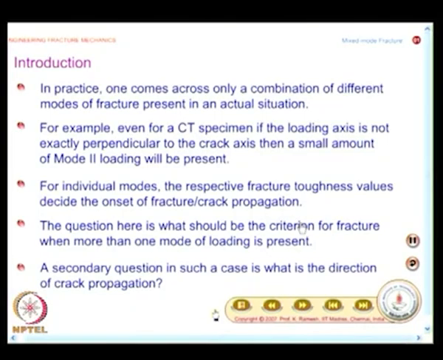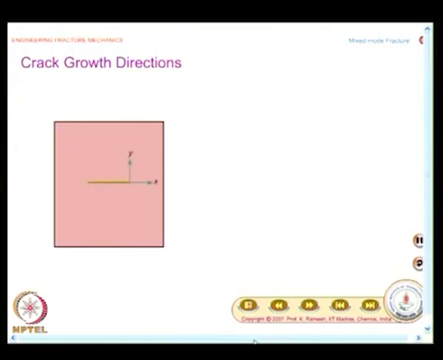So, we will try to find out what should be the criterion that I should use, and the secondary question is, what is the direction of crack propagation, and we have to understand how a crack grows when it is subjected to different types of loading.